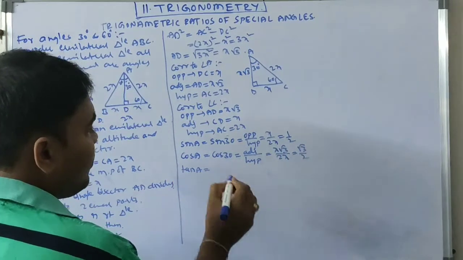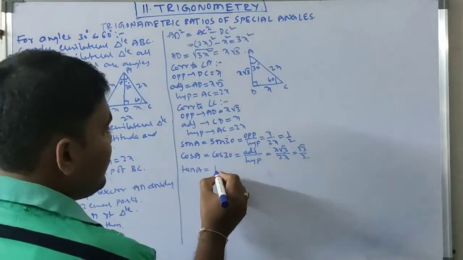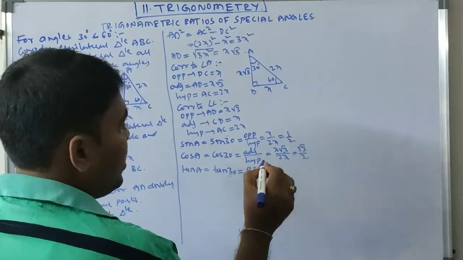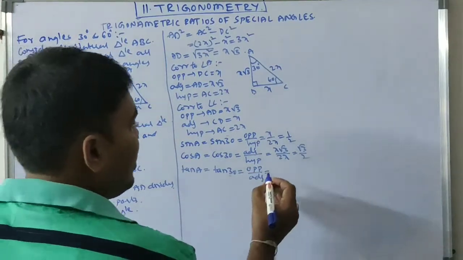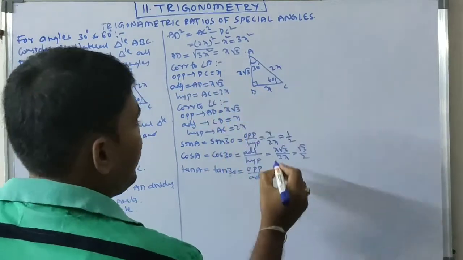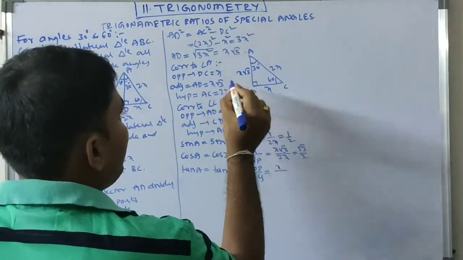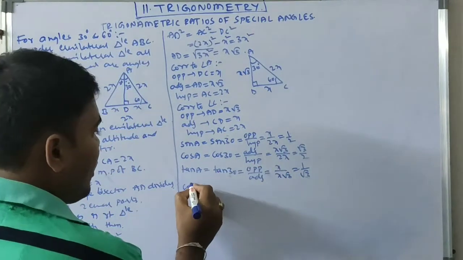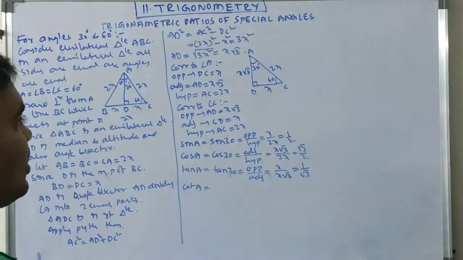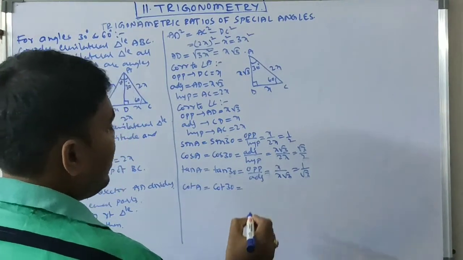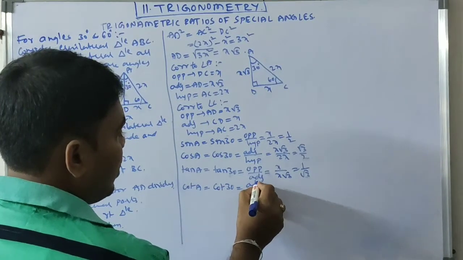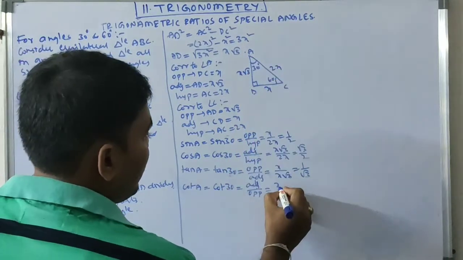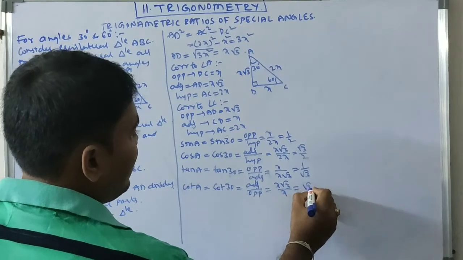Next, tan A equals tan 30, which is opposite by adjacent. Opposite is x, adjacent is x root 3, x cancels, so 1 by root 3. Next, cot A equals cot 30, where cot is adjacent by opposite. Adjacent to angle 30 is x root 3 by opposite x, x cancels, so root 3.